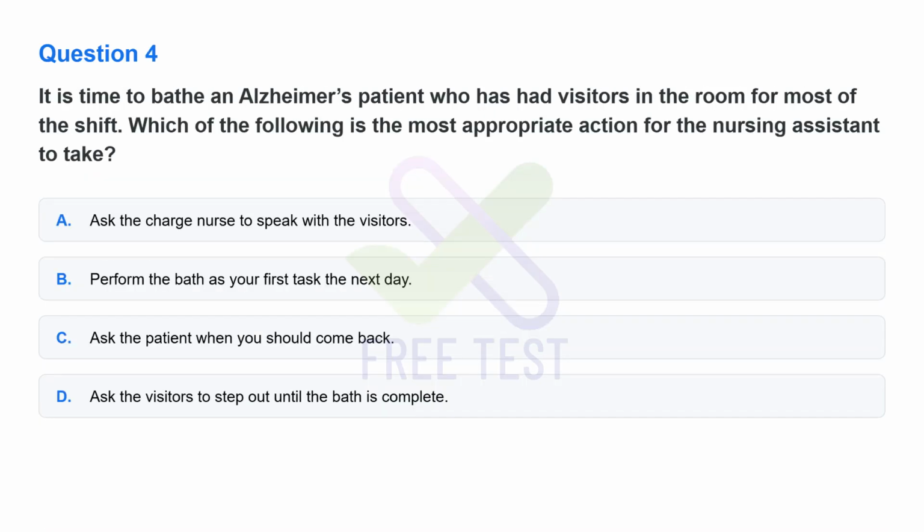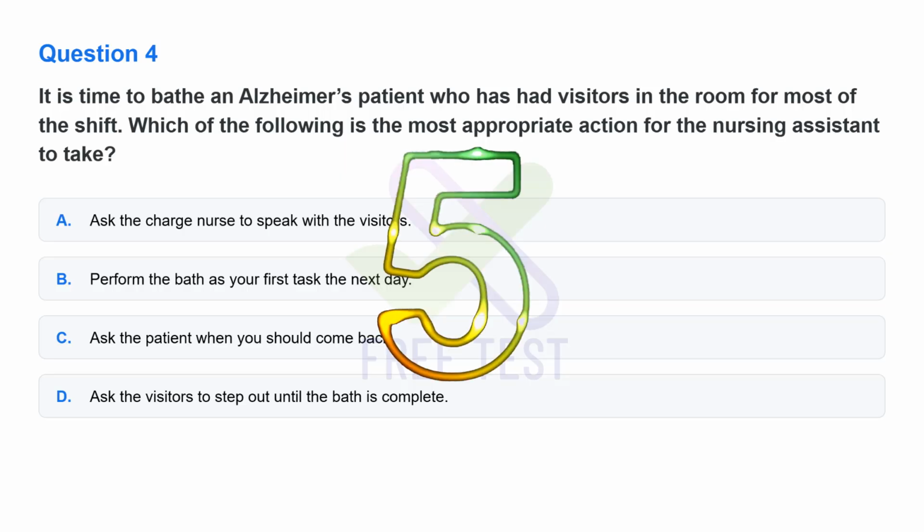It is time to bathe an Alzheimer's patient who has had visitors in the room for most of the shift. Which of the following is the most appropriate action for the nursing assistant to take? A. Ask the charge nurse to speak with the visitors. B. Perform the bath as your first task the next day. C. Ask the patient when you should come back. D. Ask the visitors to step out until the bath is complete.